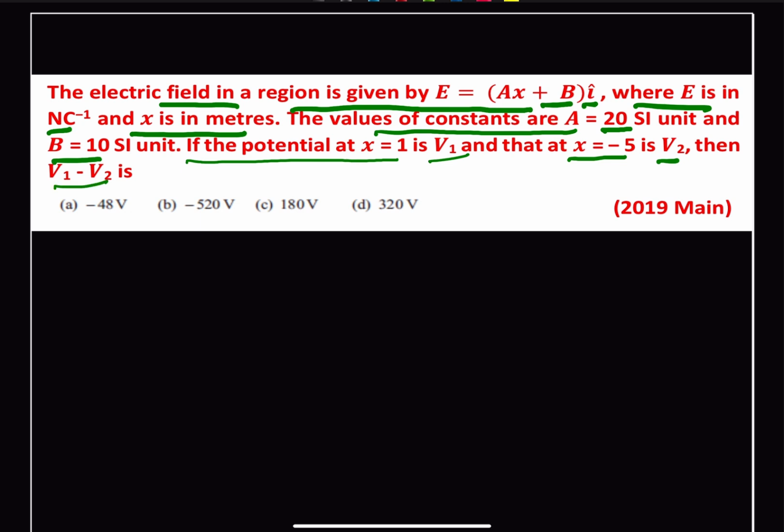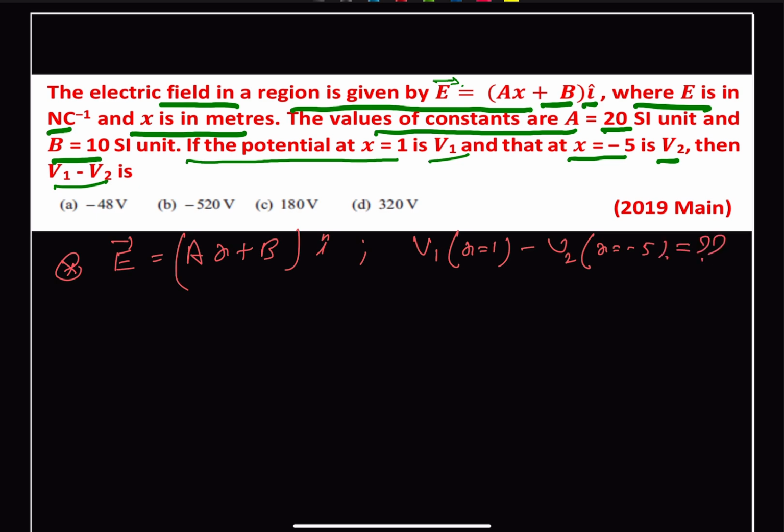So we have to find out V1 minus V2, and the direction of electric field is given to us. We are given that the electric field in vector notation is Ax + B, and this is along the i unit vector, obviously in the plus x direction. And we have to find out the potential difference V1, which is potential at x equal to 1, minus V2, which is potential at x equal to minus 5.